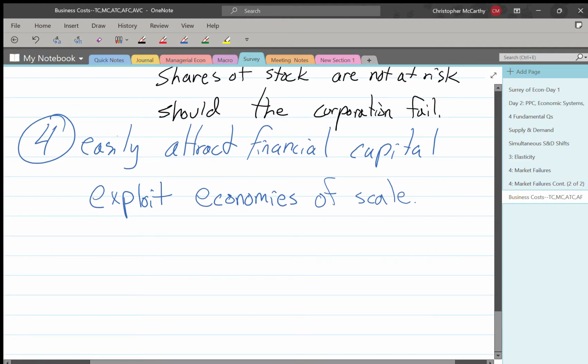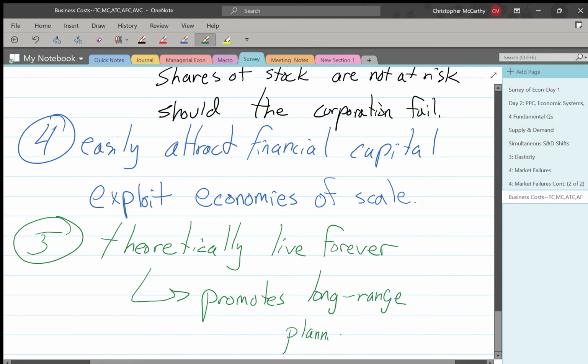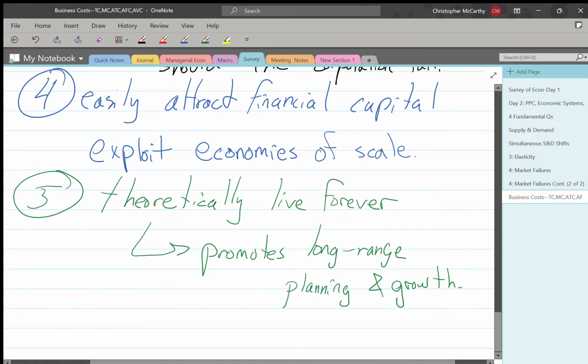So these corporations, they can theoretically go on forever. And so this immortality promotes growth, long-range planning, and growth. But there should be more things promoting long-range planning and growth.